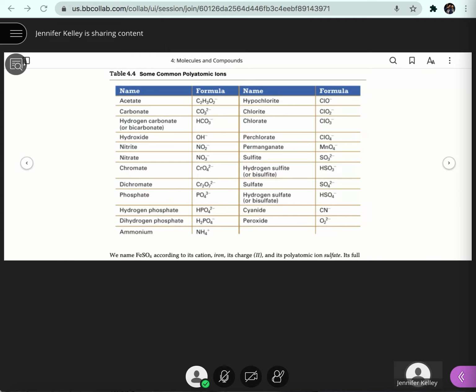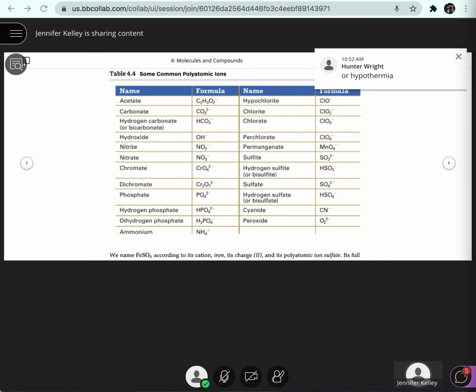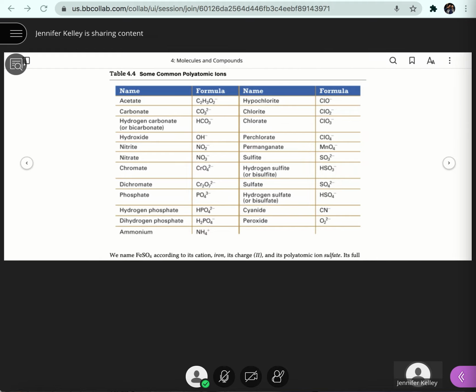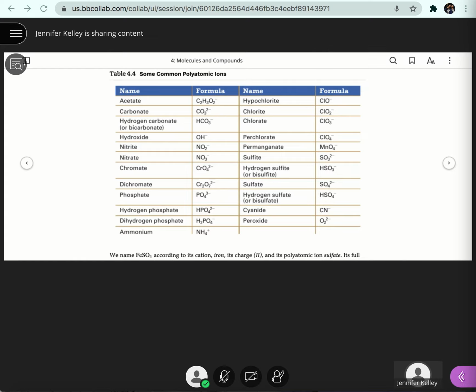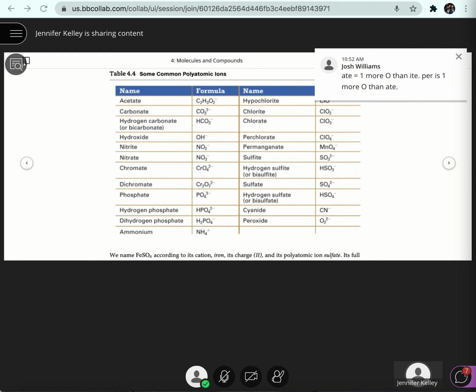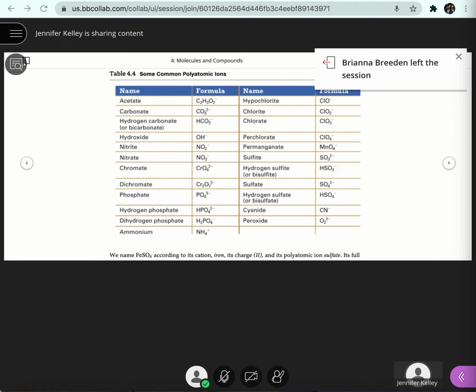You can kind of remember that hypo is the least. If you think about hypoglycemia, it means that you don't have enough blood sugar. Your blood sugar is low. And then per meaning more. You can kind of remember that from hyperactive, meaning that you have extra energy. Yeah, hypothermia, not enough heat. And hyperthermia, you have too much. And it's not necessarily saying that per means for oxygen. It just means that there are more of them.